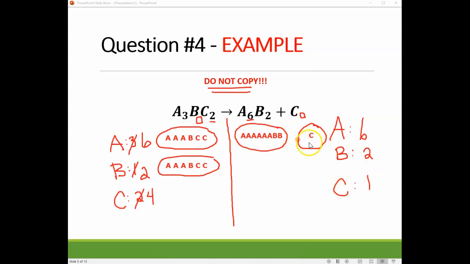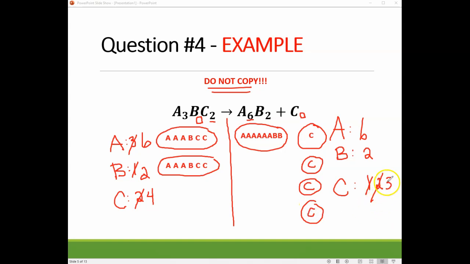So taking a look at which molecules I should add to add more C, adding more A6B2 is not going to help me. It has no C in it. So I'm just going to go ahead and add more C here. All right, so I'm going to go ahead and add another C. So now I have 2 on the right. That's still not enough, so let's add another one. Now I have 3 on the right. Still not enough. Let's add another one.